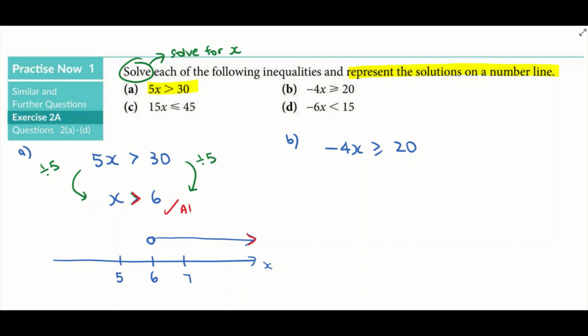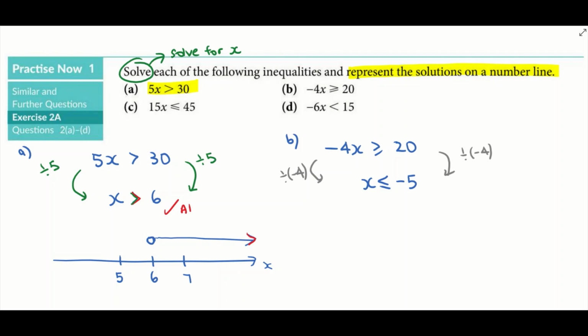Okay, now I have negative 4x more than or equal to 20. I want to solve for x. I will divide by negative 4. So you see, when you divide by negative 4, take note of the sign. Does it change? It will change because I divide by negative number. So x is less than or equal to negative 5.